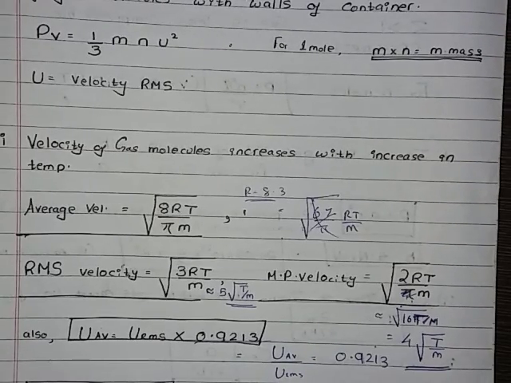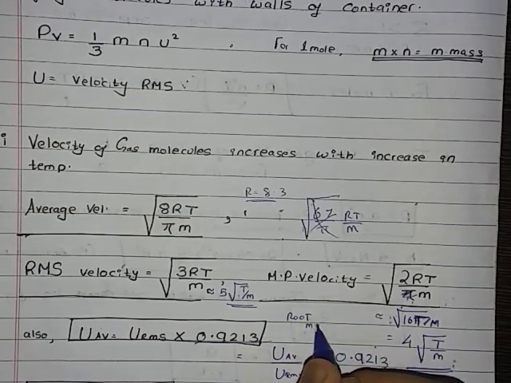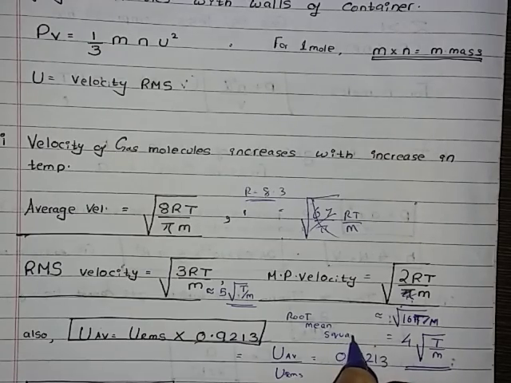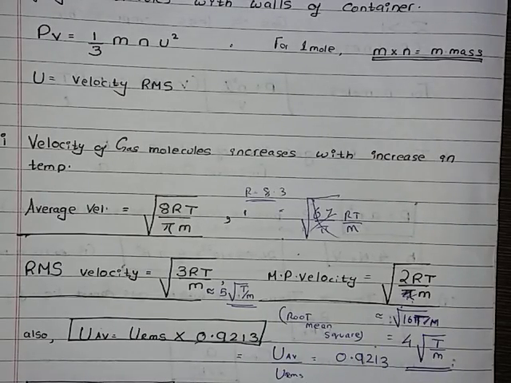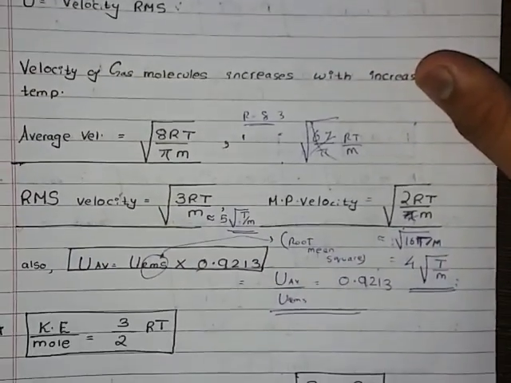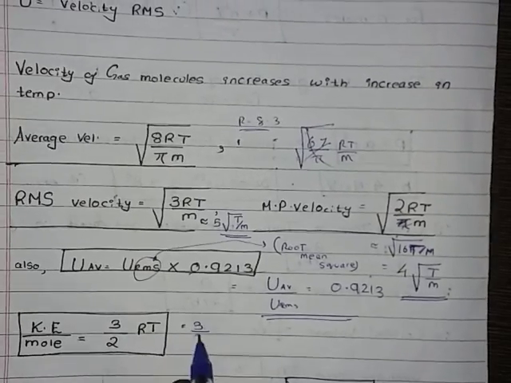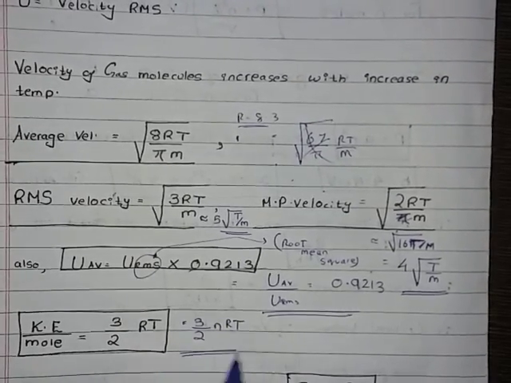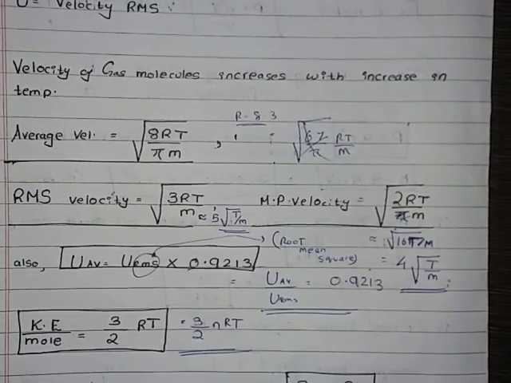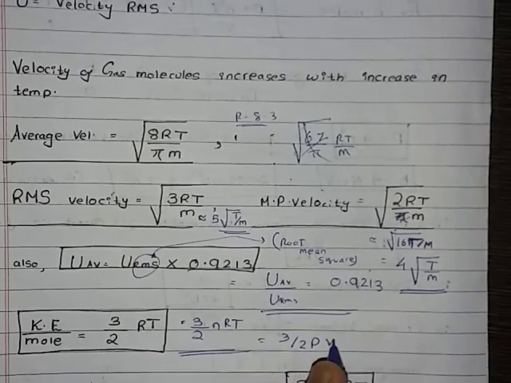RMS stands for root mean square. Root mean square velocity, the types of velocities the gases can have. RMS velocity tells us about the kinetic energy of the gas. The kinetic energy of the gas is 3 by 2 RT, or 3 by 2 nRT, or 3 by 2 into PV. Kinetic energy equals 3 by 2 nRT equals 3 by 2 PV.